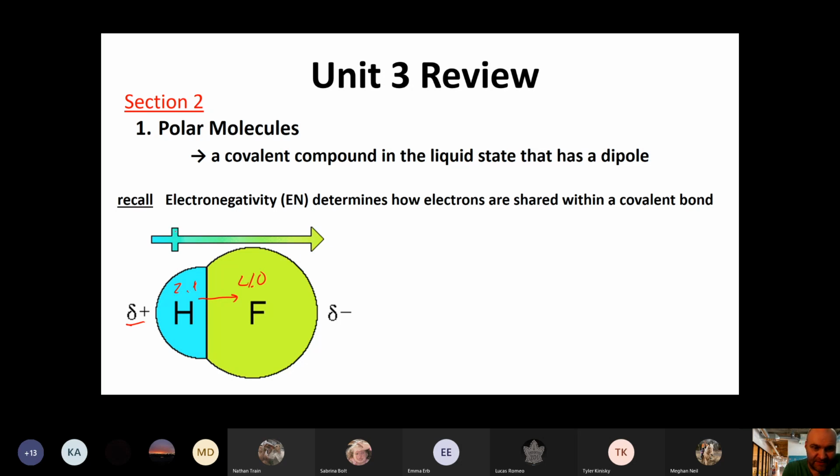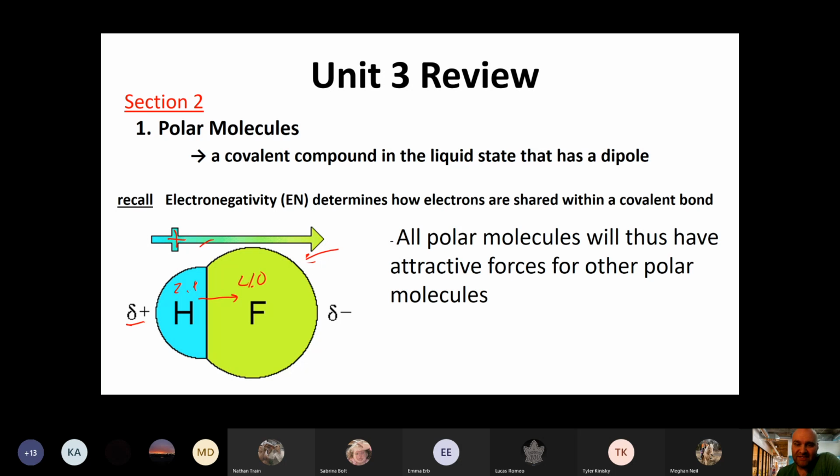So I always think of this as there's a plus sign right there that's pointing the way to the dipole. And I guess that would be the start, and the arrow points to the negative end. So all polar molecules will thus have attractive forces for other polar molecules. Of course, when you have something that's positive and something that's negative, they're going to attract other positives and negatives. And this type of molecule lacks symmetry. You can always tell where that H is. If you made this molecule and held onto it, no matter which way you turn it, you can tell that you've got a hydrogen and a fluorine, maybe even just based on the colors.